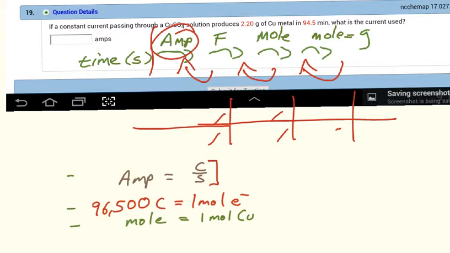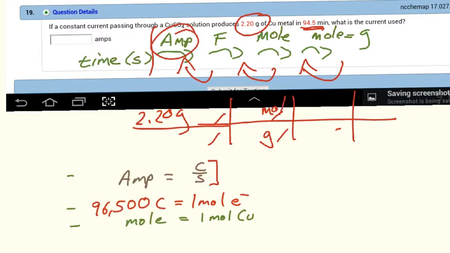So start with the 2.20 grams and start working your way backwards. I would save this because I think you're going to put that on bottom. That's going to be the seconds. So essentially, if you get back to coulombs, you can divide it by that time in seconds. So start with 2.20 grams, and you're probably going to want to convert grams to moles first.